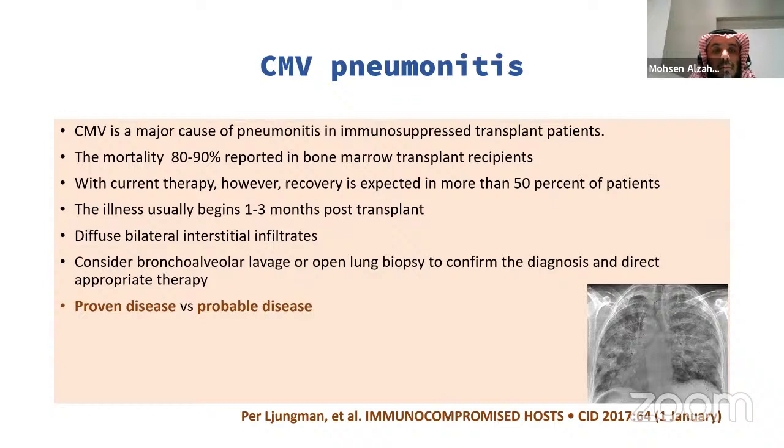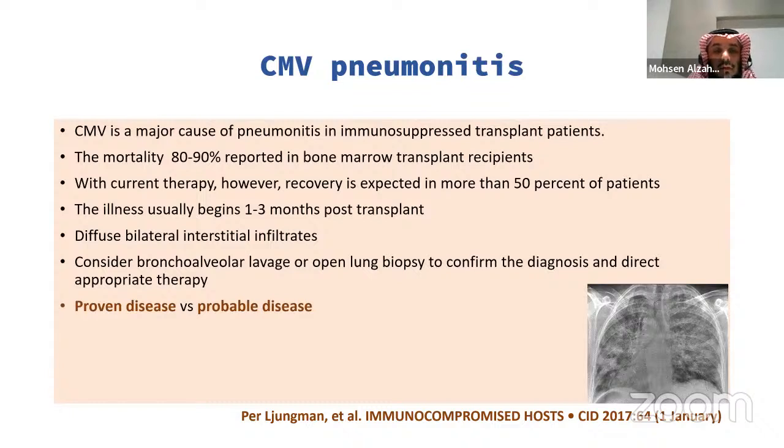I will mention some examples of CMV disease, like CMV pneumonitis. Fortunately, it is rare, but when it happens, it is a major complication. Mortality may reach 80 to 90%. But fortunately, with current therapy, many patients recover, and up to 50% may expect complete recovery. The illness usually begins 1 to 3 months post-transplant.